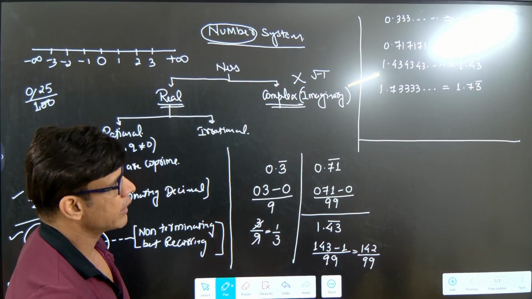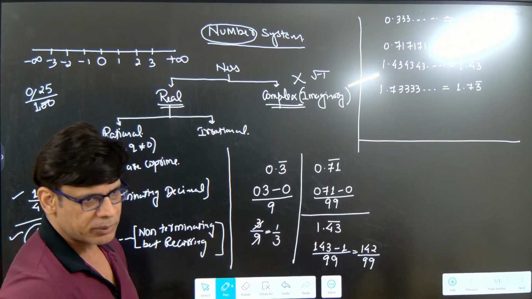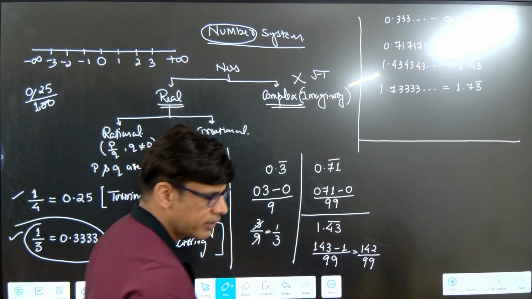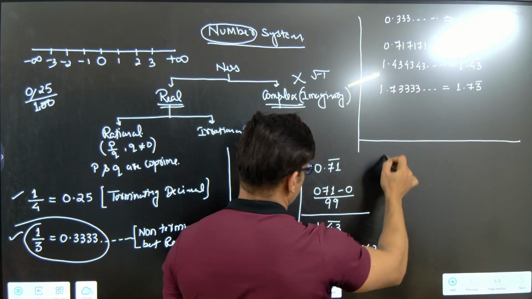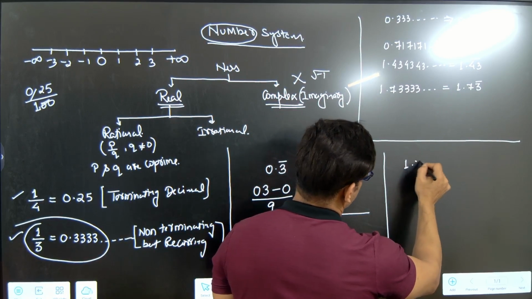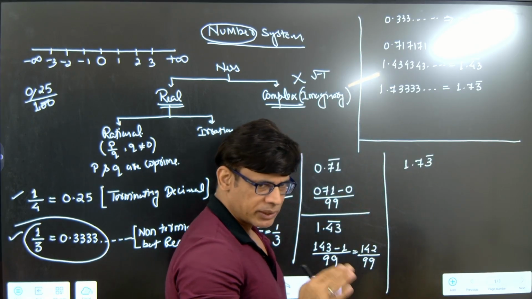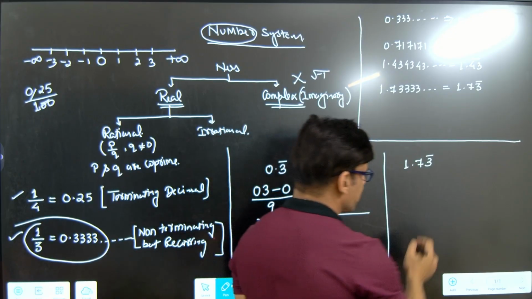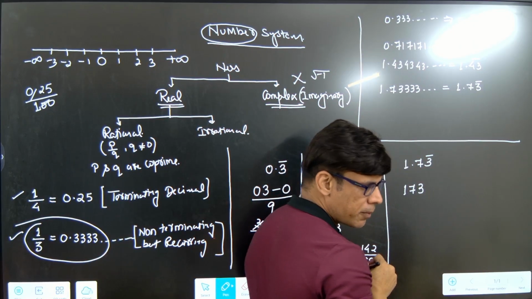If you look at the first, second, and third, whatever digits are after the decimal, all of them start repeating, right? But here, there is a number which is not repeating, and after that, whatever digits we have, they are repeating. So how to do it? First you write 1.73 bar, right? Your first step remains the same, second step remains the same. The first step is to write this number as it is, 173.